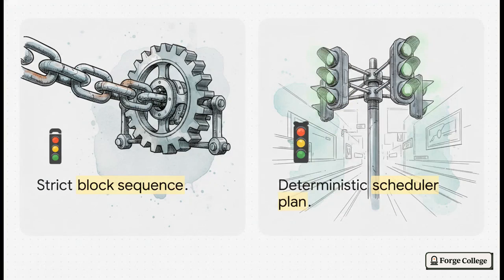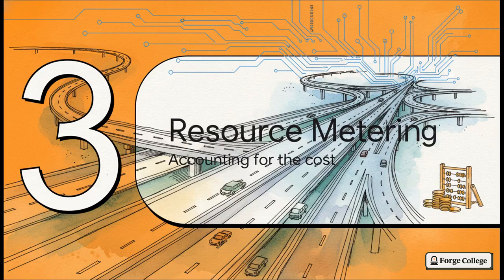And this brilliantly illustrates the fundamental difference between the two. The EVM relies on an implicit, strict single sequence per block to maintain order. The SVM, on the other hand, requires an explicit, deterministic plan from its scheduler to safely manage that parallel execution. All right, Section 3, resource metering, gas versus compute, accounting for the cost.